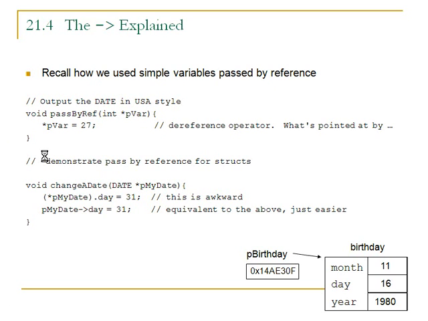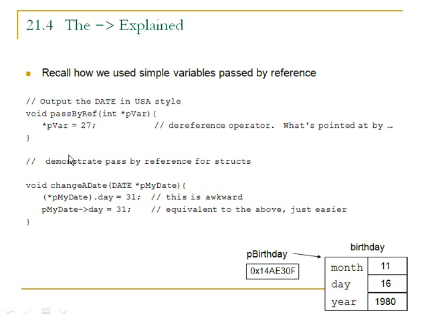First of all, going back to a function that accepts something by reference. So here's a function that accepts a pointer to an int, or the address of an int. And when we were using that variable inside of the function, we use the dereference operator. So we say what's pointed at by pvar gets 27. So the address was passed in, we go to that address and put 27.